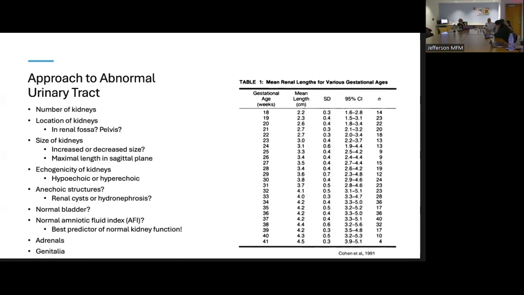Looking at echogenicity of the kidneys, are they hypoechoic, are they hyperechoic? Are we seeing any anechoic structures like we did in this case? If so, are they renal cysts? Is it hydronephrosis? Are we seeing a normal bladder? Are we seeing normal amniotic fluid? If we're seeing normal amniotic fluid, this is the best predictor of normal kidney function. Look at the adrenals if you can, and genitalia.